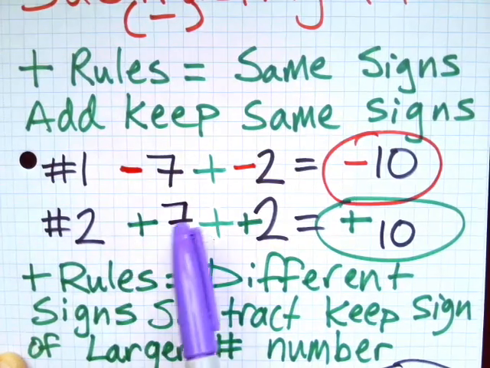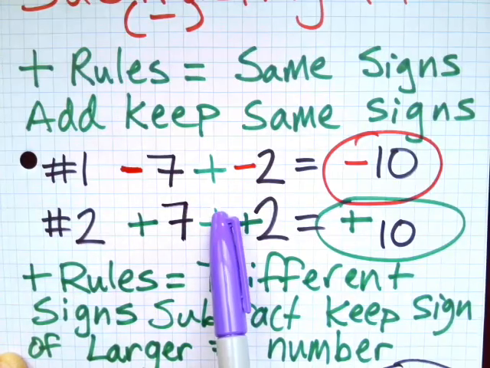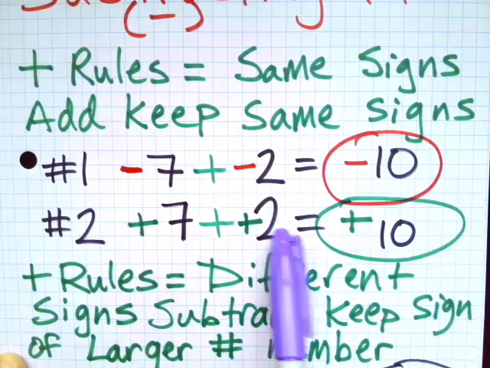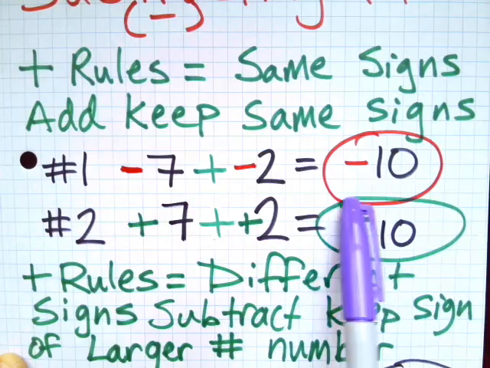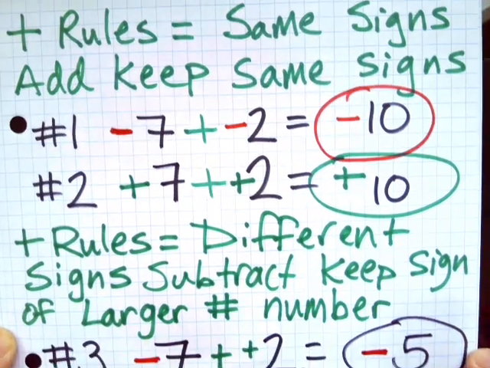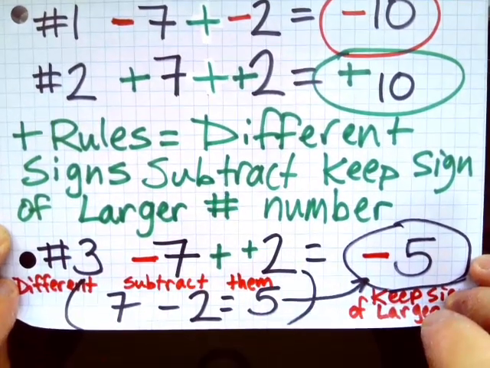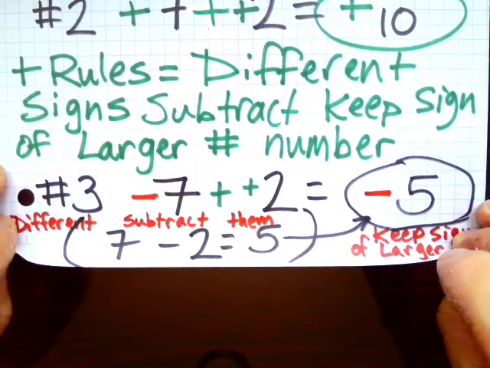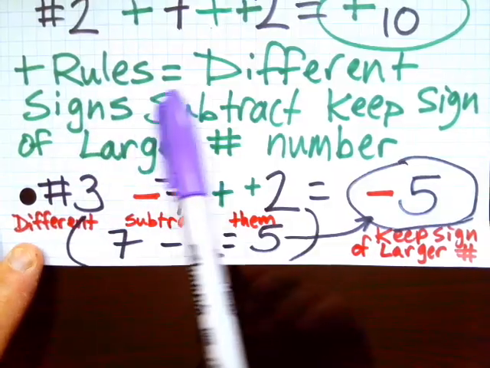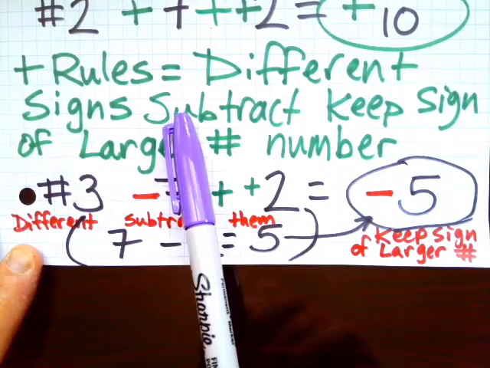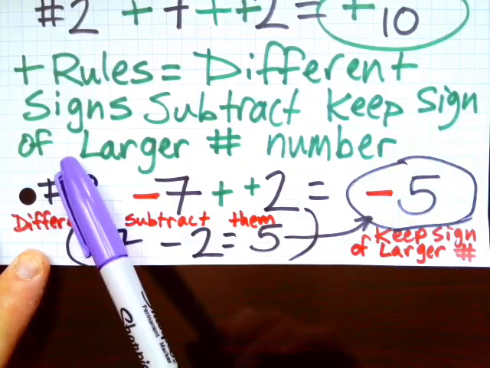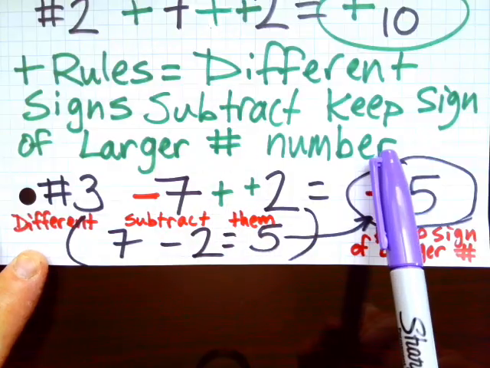Let's take a look at number 2. Adding rules. This is addition. Remember, if it's the same signs, you add and keep the sign. So 7 plus 2 is 9, and they're both positive, so I keep that same sign. The other rule for adding I'm going to show you is here. Different signs, right? Again, this is the second part to the adding rule. If it's different signs, you just subtract those two numbers, and keep the sign of the largest number.